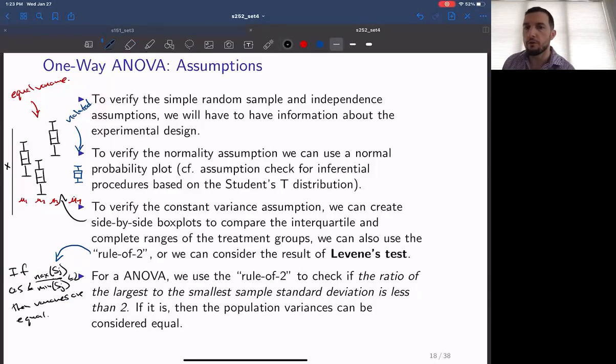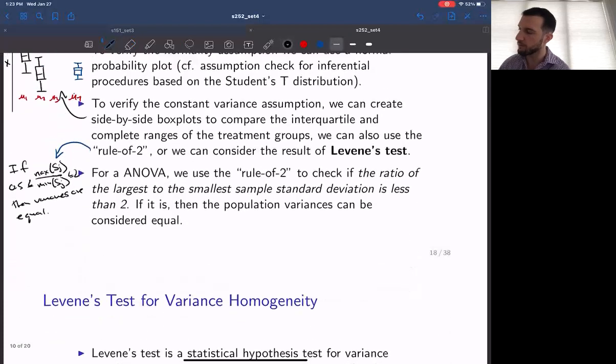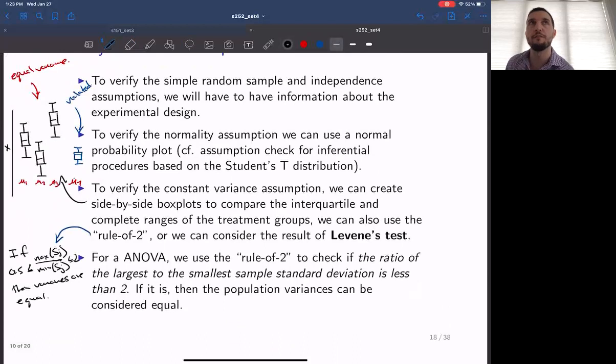We can also use what's called Levene's test, and I'm going to talk a little bit more about this momentarily. Levene's test is a formal test of variance equality that gives you a p-value in the end. This would be kind of like a Shapiro-Wilk test for normality. SPSS will give you the result from Levene's test automatically when you do the ANOVA, so you can use this to check the assumption automatically in that way.